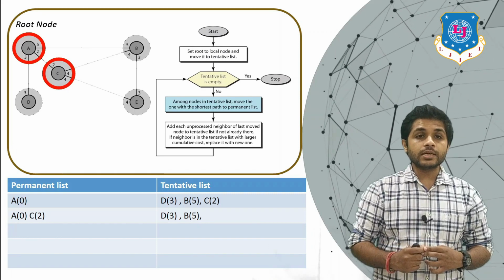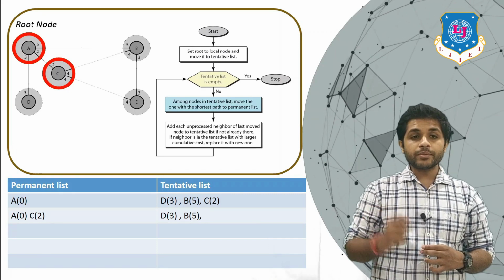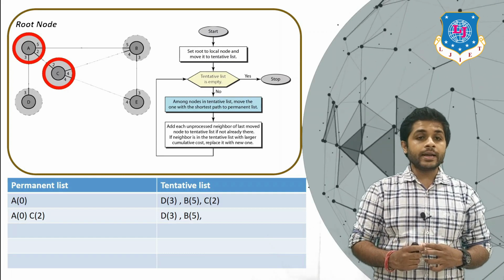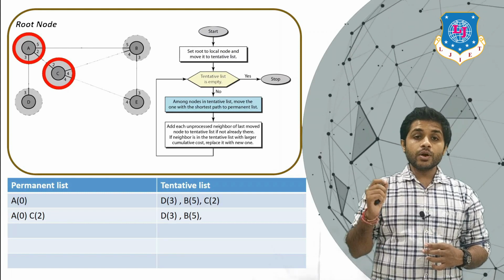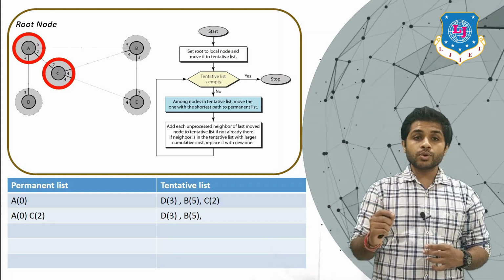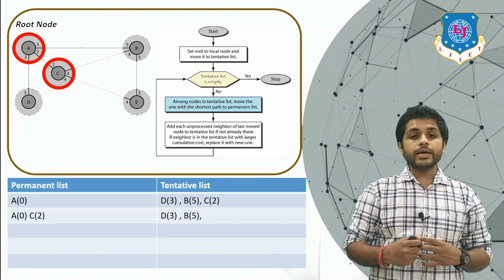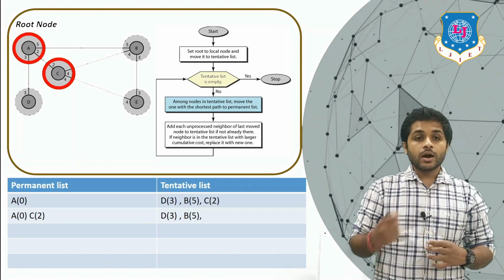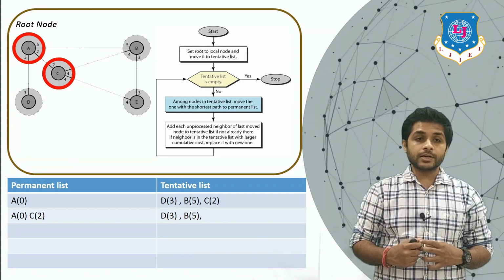Adjacent of the C are A, B and E. Now you have to remember that we will not add every adjacent node to the tentative list. We will only move unprocessed nodes to the tentative list. So which nodes are called unprocessed nodes? Unprocessed nodes are those which are not present in the permanent list.